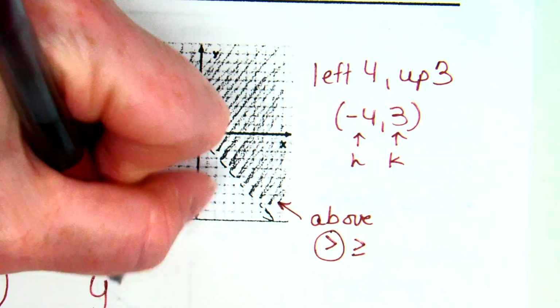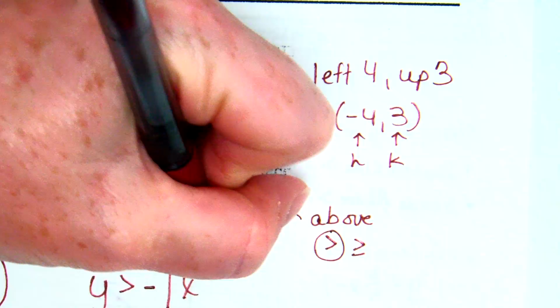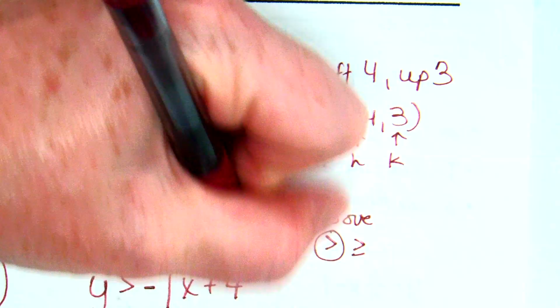y is greater than the negative of x minus -4, plus 3.